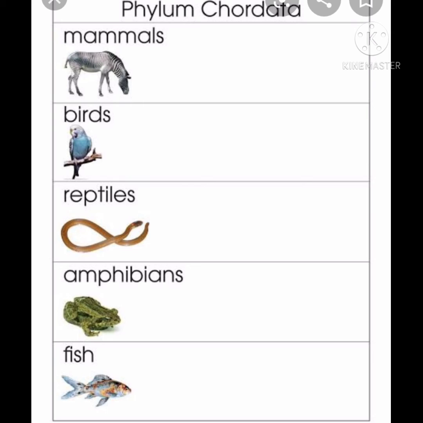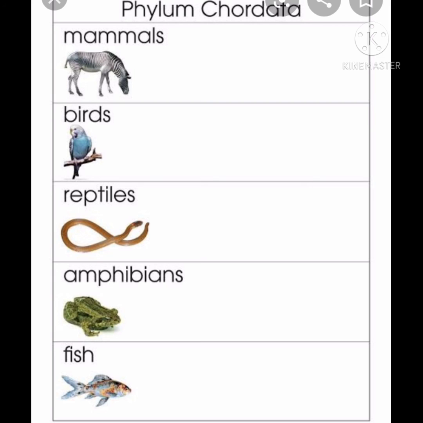Then the next class is the class Amphibia. These are animals adapted to live on land and also in water. The body is smooth, slimy and moist, divided into distinct head and trunk. In some cases we can see the trunk extended as a tail. Two pairs of limbs are there, forelimbs and hind limbs. Respiration is by gills in tadpole and by lungs and skin in adult. The heart is three-chambered. Examples: frog, toad, salamander, etc.